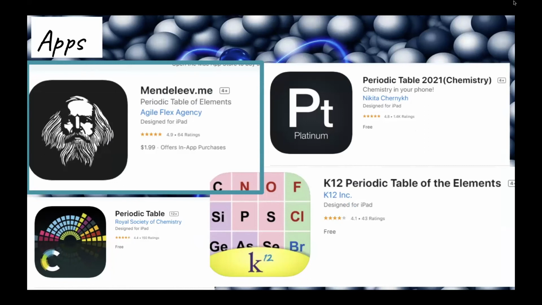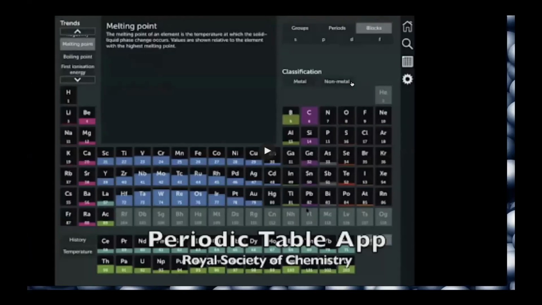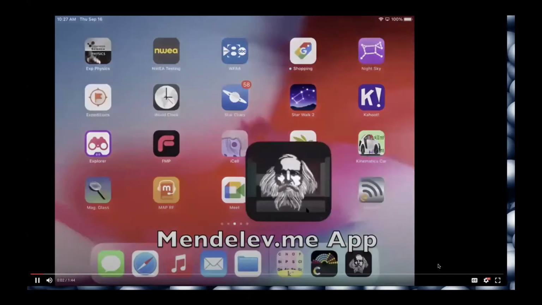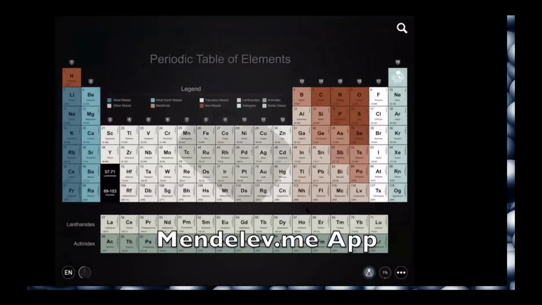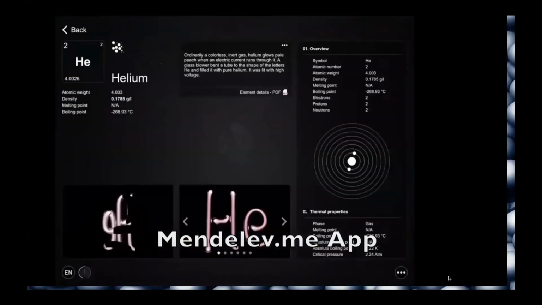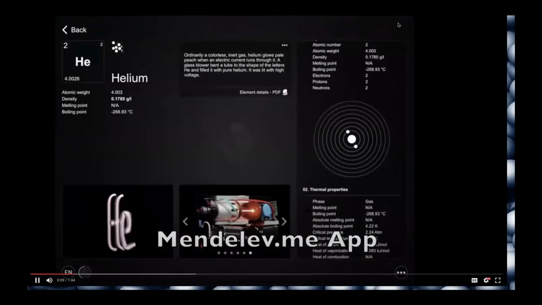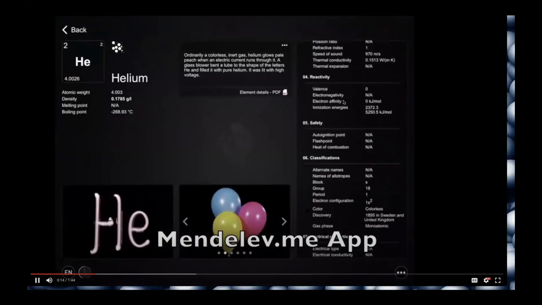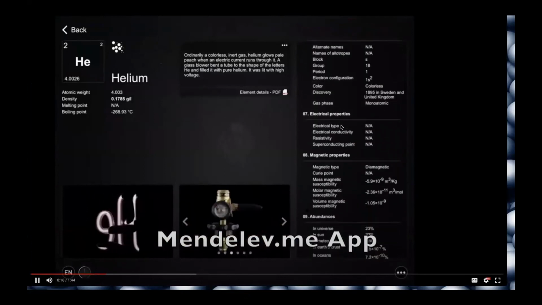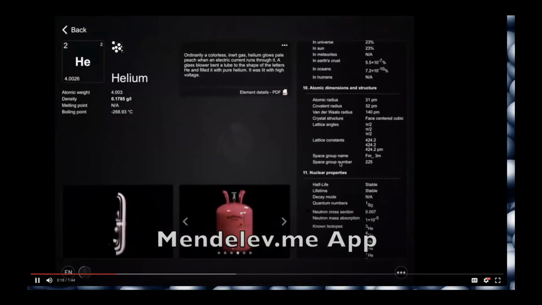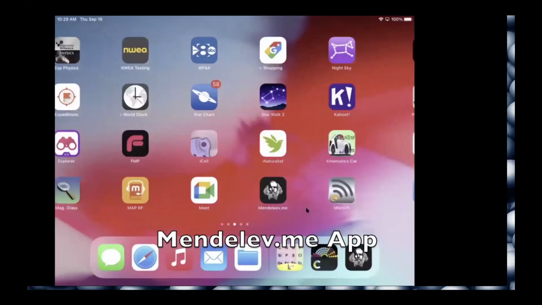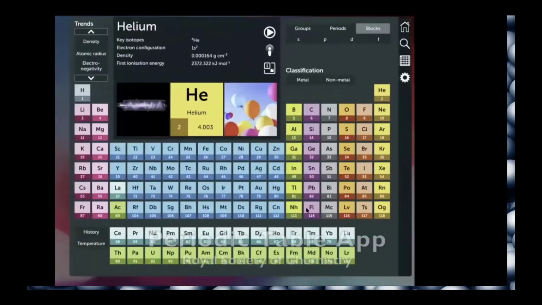So I'm going to go ahead, and I did a pre-recording of me exploring those apps. So let me play for you that little video. So here we are. The first app we're going to take a look at is the Mendeleev.me app. This is the one that's not free, but it has a lot of information on it. So here's an example. I clicked on helium. It shows you all about the properties, physical properties, reactivity, its classification, and the various properties and uses of each of these elements.